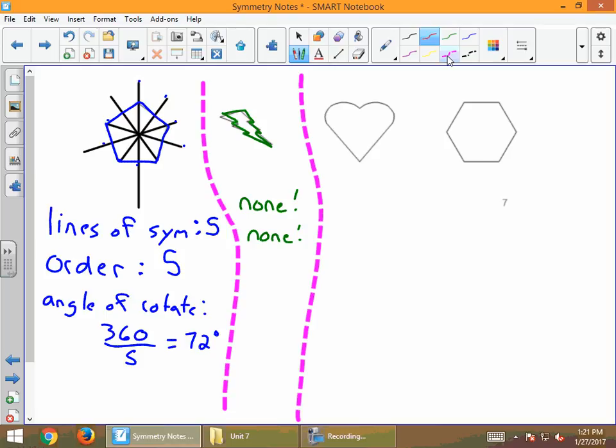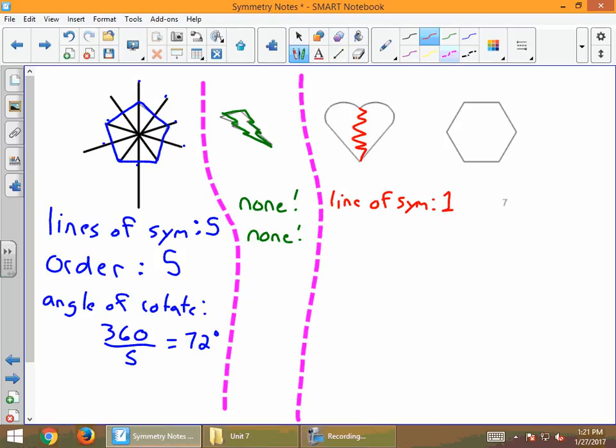Does a heart have a line of symmetry? Yes. Yep. Where? Down the middle. Right down the middle. Make it zigzag so it's really hard. Broken heart. So how many lines of symmetry does it have? It's got one. So line of symmetry: 1. What about rotational? Can I rotate this heart around?